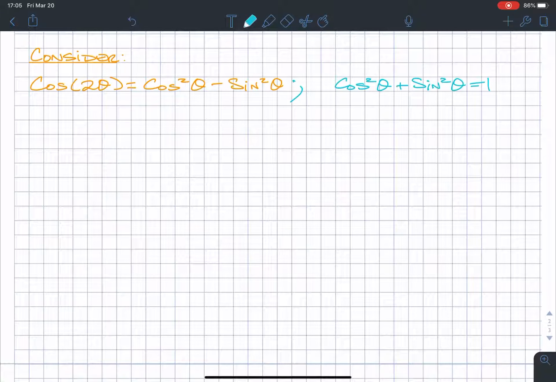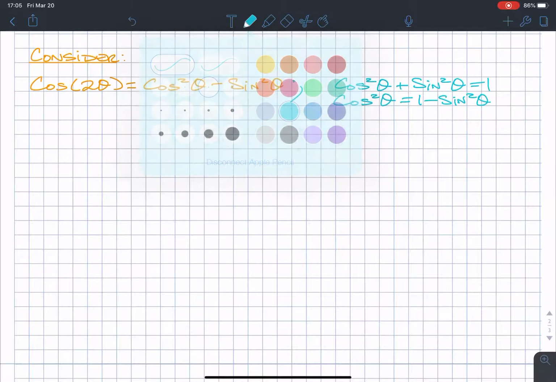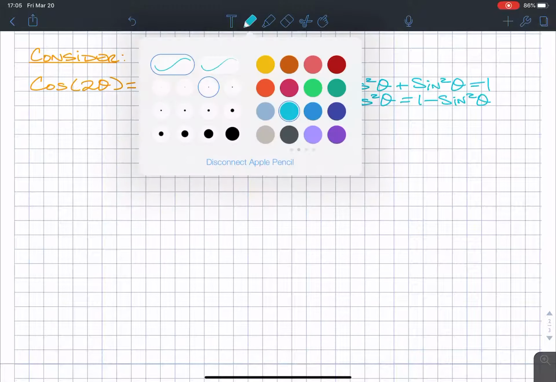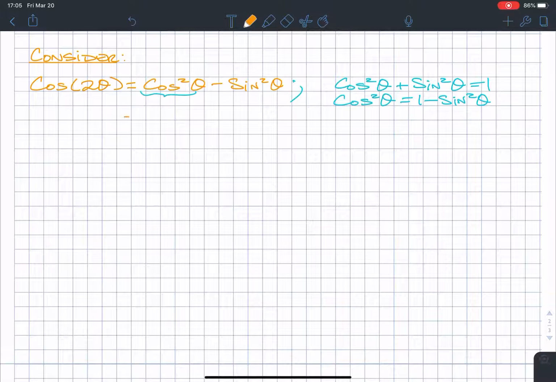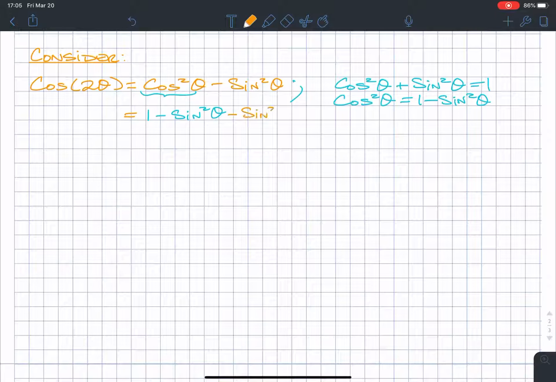So what that means is that cosine squared theta is 1 minus sine squared theta if I subtract sine squared from both sides. So let's use that fact right here. I can rewrite this as 1 minus sine squared theta, from which I'm subtracting sine squared theta. So this becomes 1 minus 2 sine squared theta.